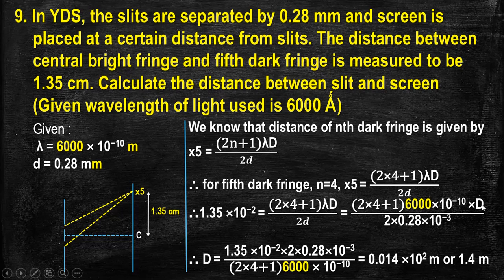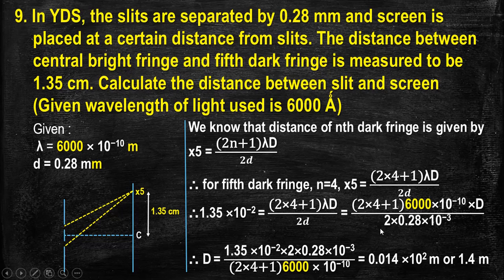Then if you solve it for capital D, ಈ D value ನೀವು ಸಾಲ್ವ್ ಮಾಡಿದರೆ, you get just cross multiplication. ಈ ವ್ಯಾಲ್ಯೂನ ಇದಕ್ಕೆ ಮಲ್ಟಿಪ್ಲೈ ಮಾಡ್ರಿ. D equal to, ಇದನ್ನ ನೀವು ಡಿವೈಡ್ ಮಾಡಬೇಕು ಈ ವ್ಯಾಲ್ಯೂದಲ್ಲಿ. So 1.35 into 10 to the power of minus 2 multiplied by 2 into 0.28 into 10 to the minus 3, divided by 2 into 4 plus 1 into 6000 into 10 to the power of minus 10. Simplify and solve it, then you get 1.4 meter. So this is how you have to solve the problem.